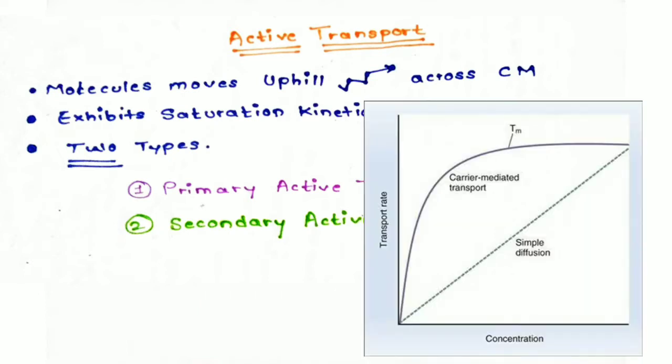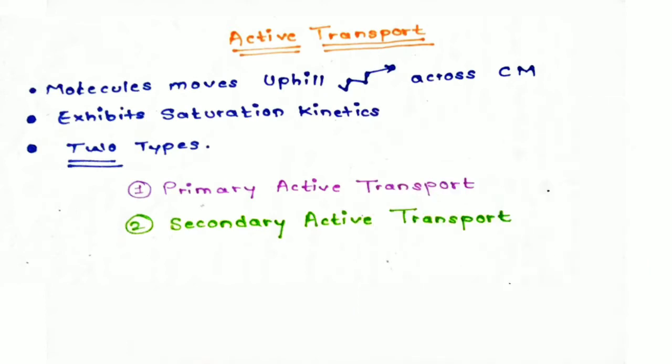Active transport exhibits saturation kinetics, meaning it reaches a saturation point due to the limited availability of carriers and supply of energy. As you know, active transport along with facilitated diffusion are carrier-mediated transport, meaning they require a carrier protein for transport of molecules and substances across the cell membrane. So, the two types of active transport are primary active transport and secondary active transport.